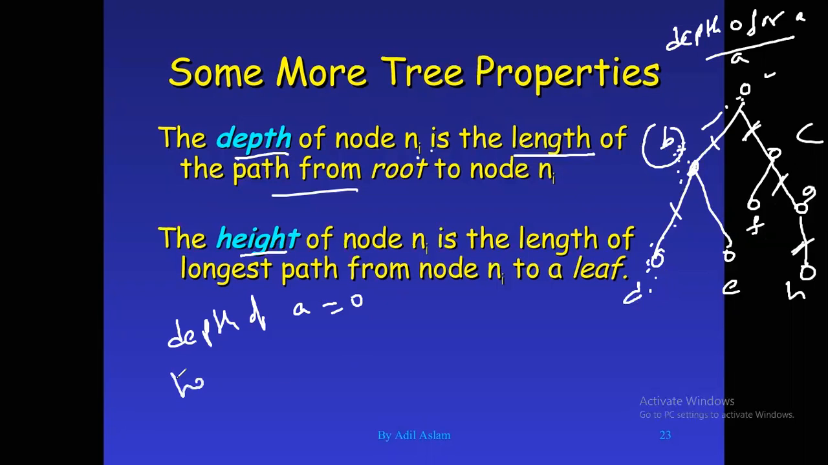Therefore height of A is 3. Two paths are there. One is 2, one is 3. Which is the height? The longest, 3. Therefore that is the height of A. So the same way, not only for A, you can calculate for other vertices also, that are called nodes.